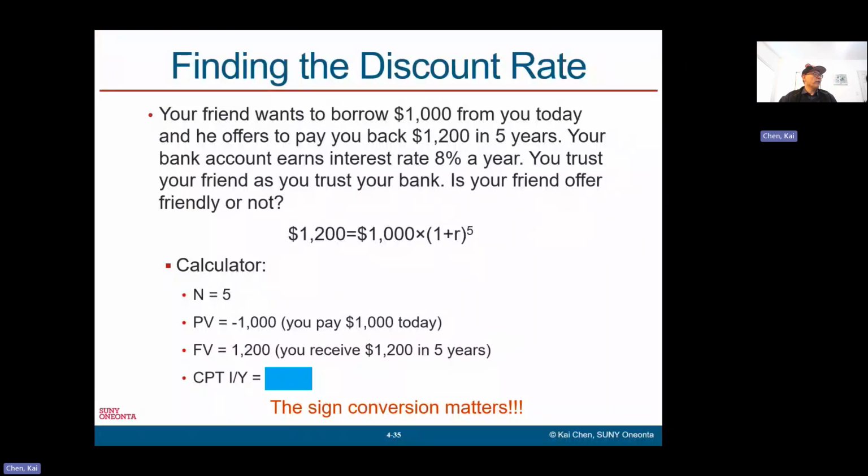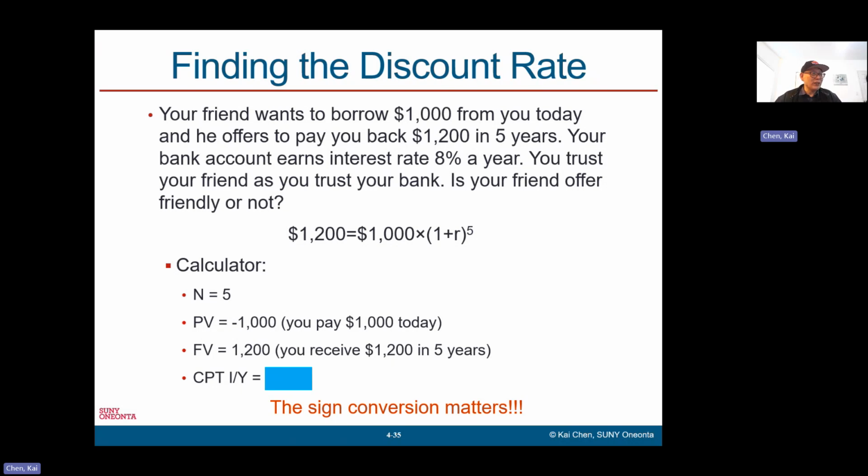You trust your friend as you trust your bank. That means the risk with your friend and the risk with your bank is the same. Let's suppose they have the same risk. Then, is your friend's offer friendly or not? In other words, is your friend's offer better?